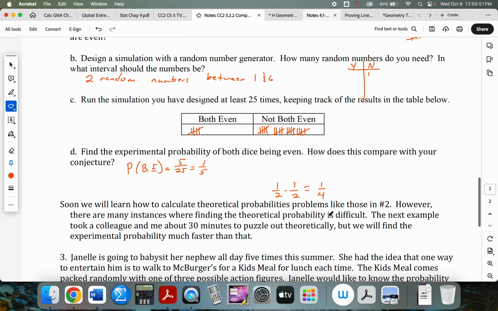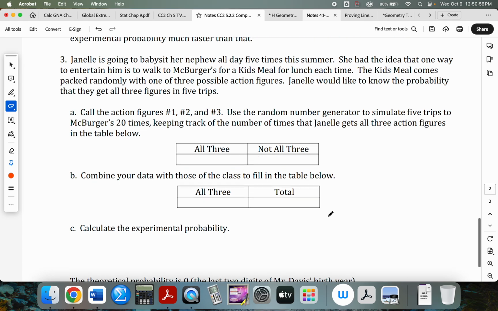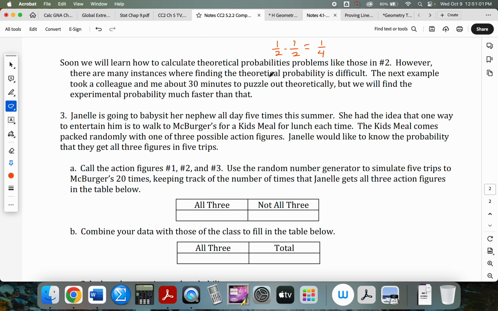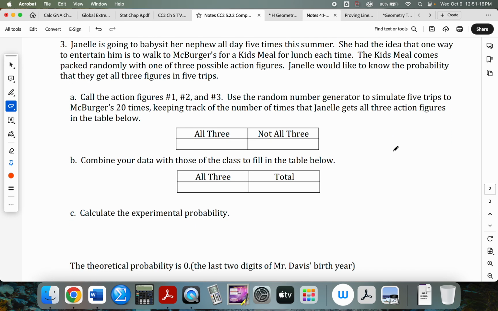All right. So, let's look at this one. And like I said, we'll learn how to do this later on, but I just wanted to show you that it's actually pretty easy on one like that. One like this next one, way more difficult. A gentleman who used to work here and I spent 30 minutes figuring out how to do and I really mean we spent 30 minutes trying to figure out the theoretical probability for this one. It took a while.